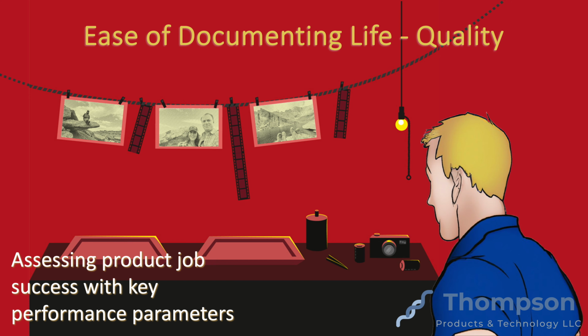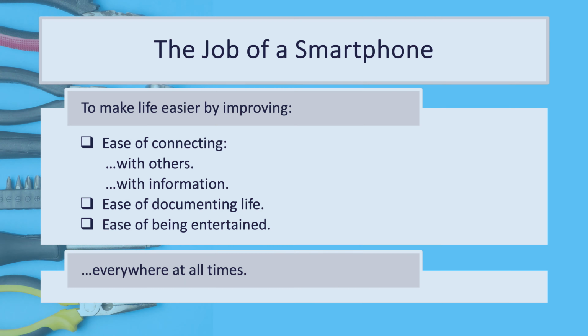In our first video, we introduced the concepts of product jobs and key performance parameters. We defined the job of a smartphone as 3 things: ease of connecting, ease of documenting life, and ease of being entertained. Again, if you're following along, I hope you now have a solid understanding of the product job concept at this point, and that you can clearly define the job of your product or service.